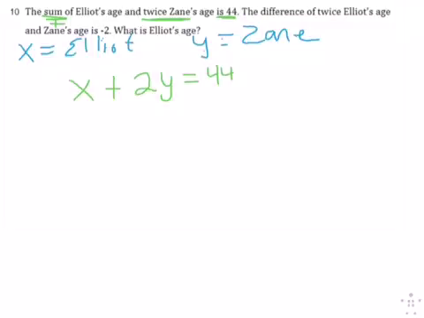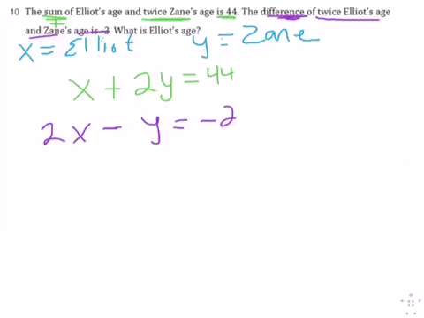The second equation comes from the next sentence. And we have the difference, meaning subtraction, of twice Elliot's age, twice meaning multiply again, and Zane's age is negative 2. So twice Elliot's age is going to be 2x minus, for difference, and Zane's age, so minus y, equals negative 2.